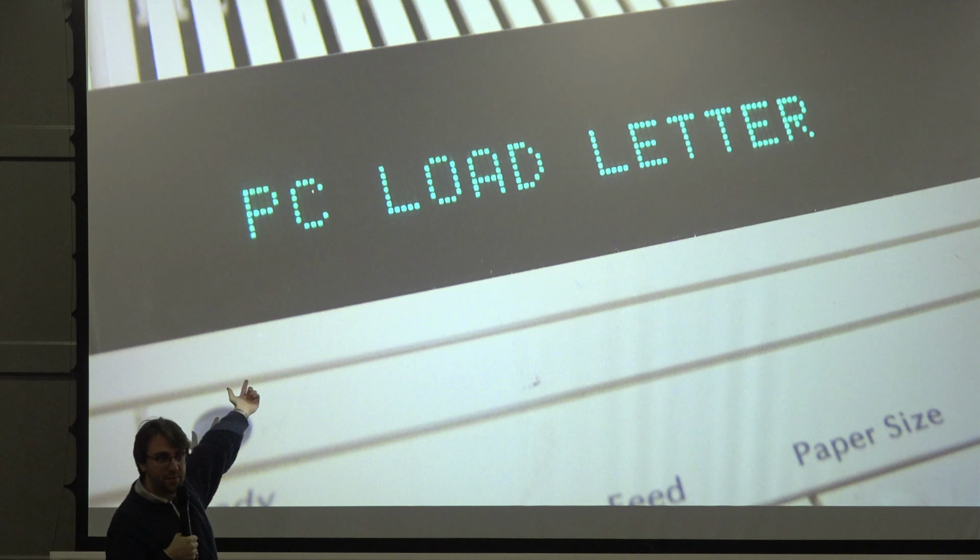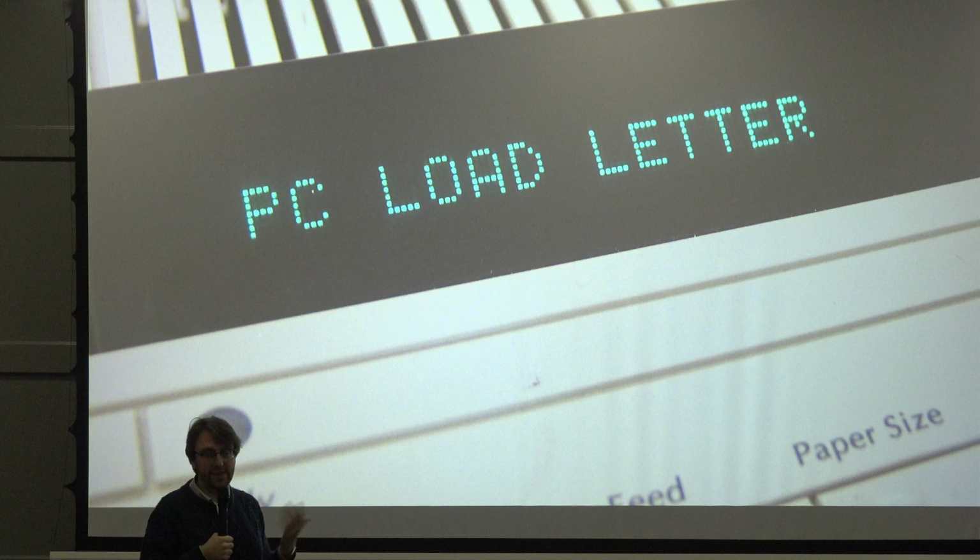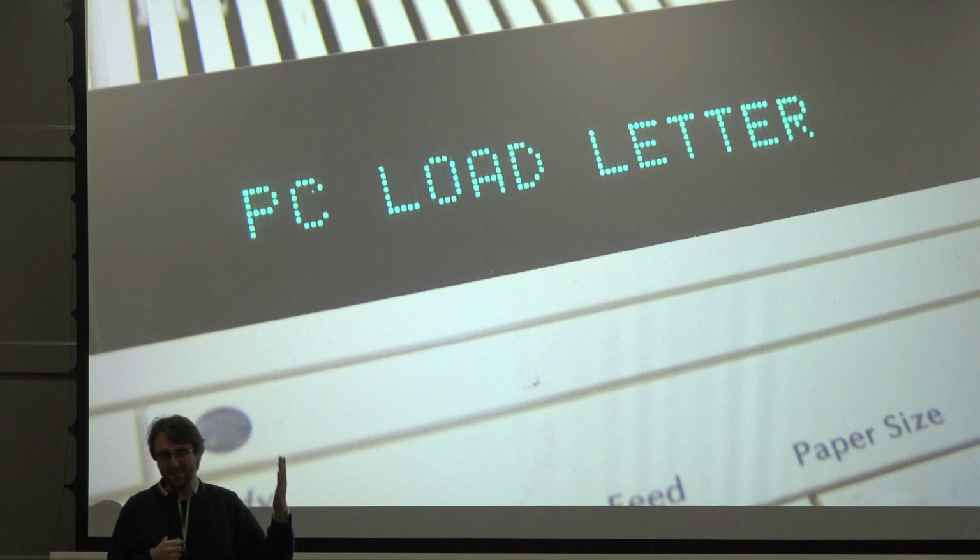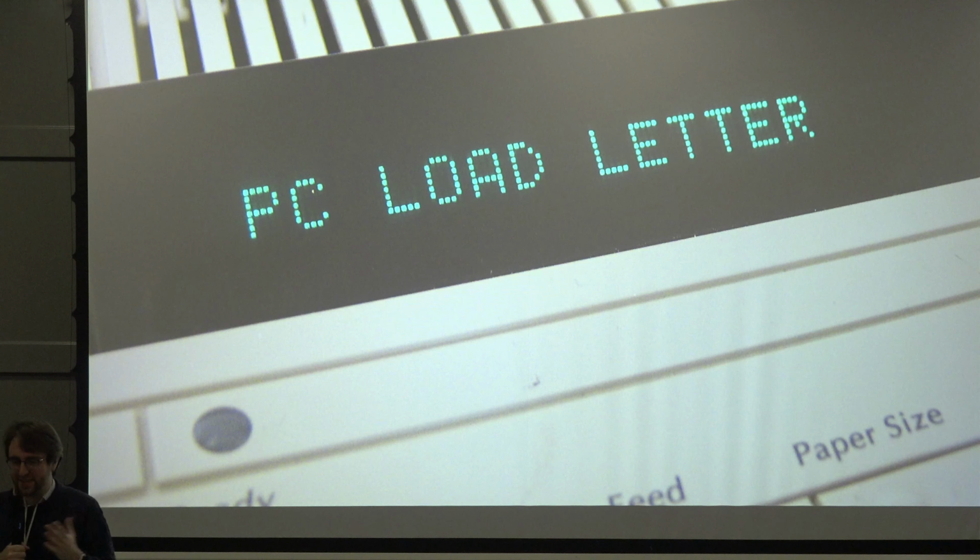To the average person with a printer, if they see the letters PC, they probably think personal computer. In this case, it actually stands for, I think, print cartridge, right? This is not only bad, it's actually actively misleading.